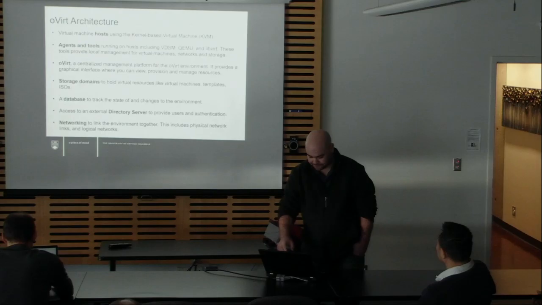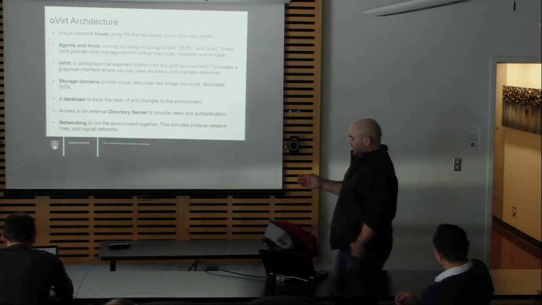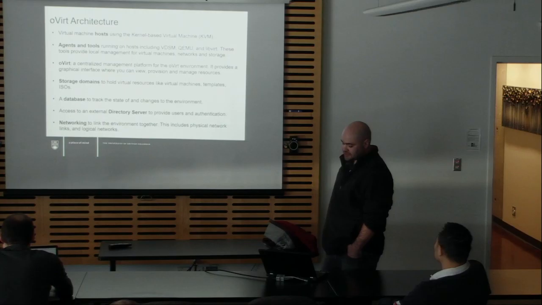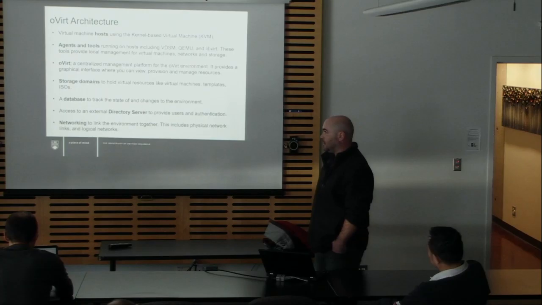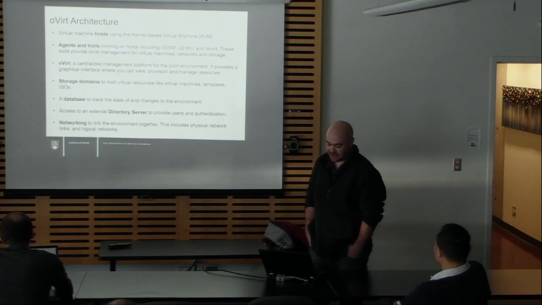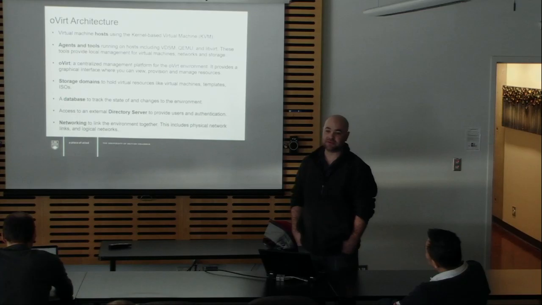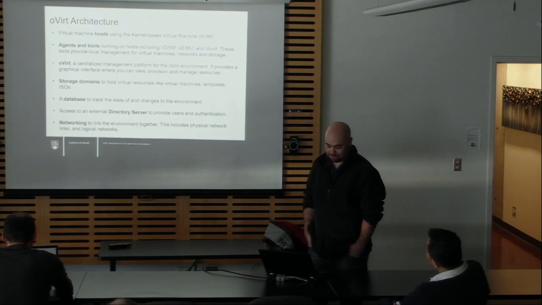Now, in terms of the architecture, oVirt is based off of KVM. It's a real fancy wrapper for a lot of different KVM-esque technologies. It provides additional tools, works with QEMU and VDSM, which is the Virtual Desktop Server Manager, and provides the fancy GUI, your storage domains to manage all of your VM templates, the physical data files, ISOs, as well as a database to track all of those in-place changes that you're making to track the state of your environment. A directory server, which would be either AD or OpenLDAP, provides all your user authentication.